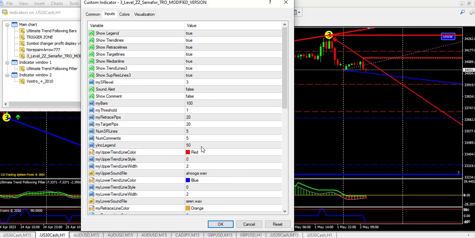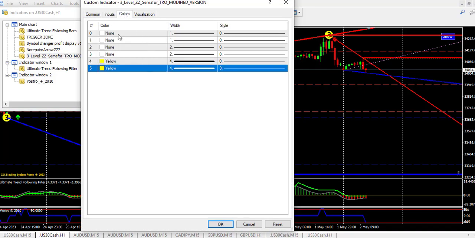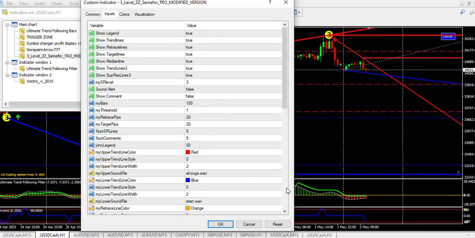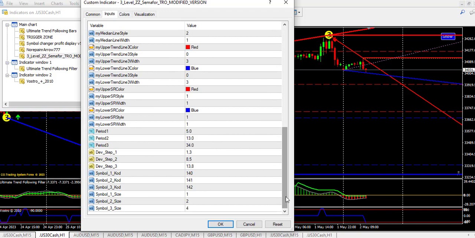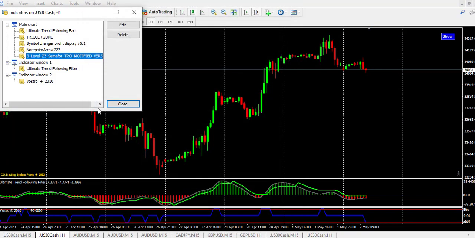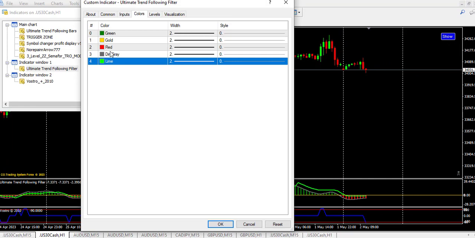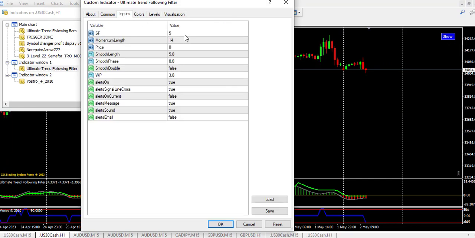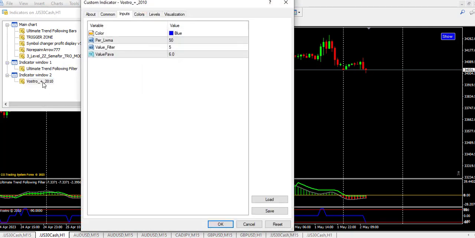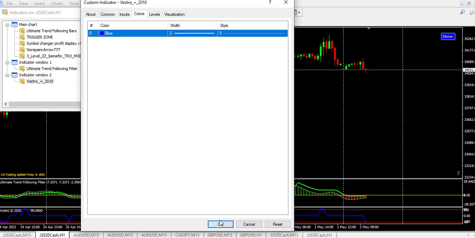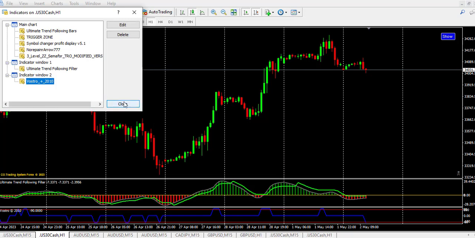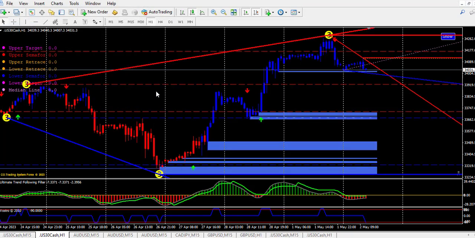Then the semaphore indicator. I turned off the other color, but if you want it you can turn it on, and these are the values. Do not worry, I will drop the template so that you can use it. Then the first indicator in the indicator window is the ultimate trend follow indicator, and here are the values also. And the last indicator that I said is good for retracement or pullback is this particular Fostro indicator. And these are all the indicators I use for this particular strategy.